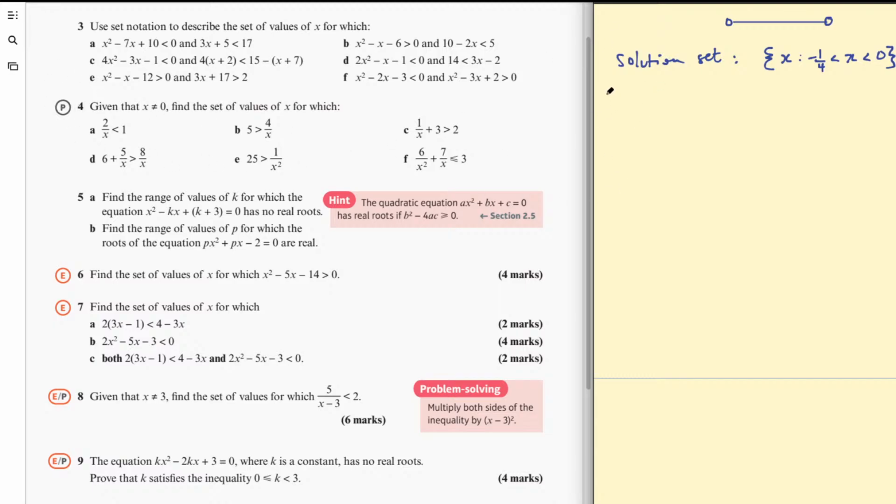Question 4 is a problem-solving question. So it says, given that x is not equal to 0, find the set of values of x for which 2 on x is less than 1. Okay, so we talked about examples like this. Let's do A and then F. F looks interesting as well. So the reason they say x is not equal to 0 is because then that would be undefined. So x cannot equal 0 in this case.